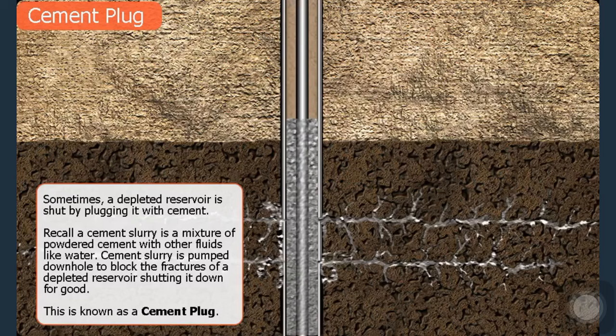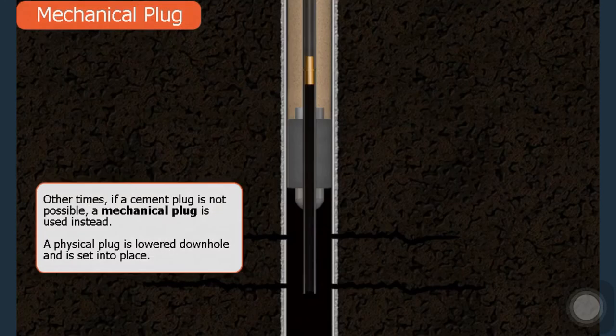Sometimes, a depleted reservoir is shut by plugging it with cement. Recall a cement slurry is a mixture of powdered cement with other fluids like water. Cement slurry is pumped downhole to block the fractures of a depleted reservoir, shutting it down for good. This is known as a cement plug. Other times, if a cement plug is not possible, a mechanical plug is used instead. A physical plug is lowered downhole and is set into place.